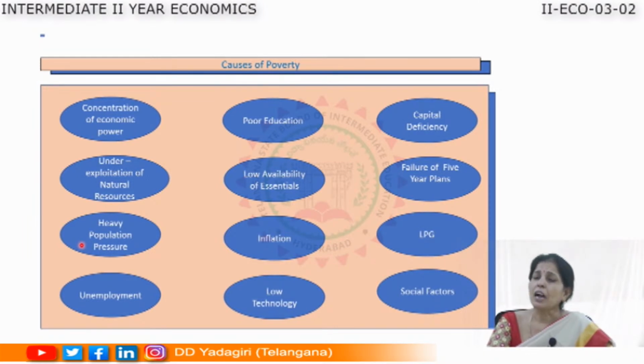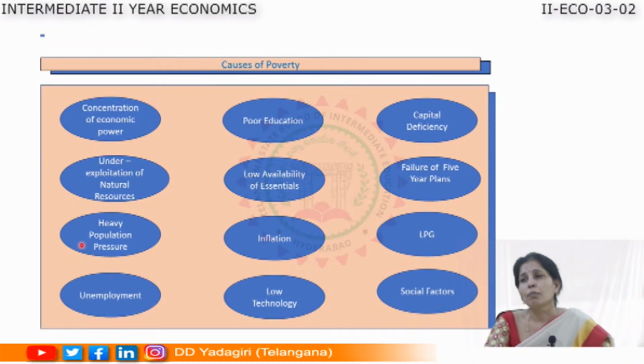The next one is unemployment. Unemployment, poverty, and population go hand in hand. If one is high, the other is also high. Unemployment is where people are not able to get jobs; even after possessing all the qualities, they are still unemployed.